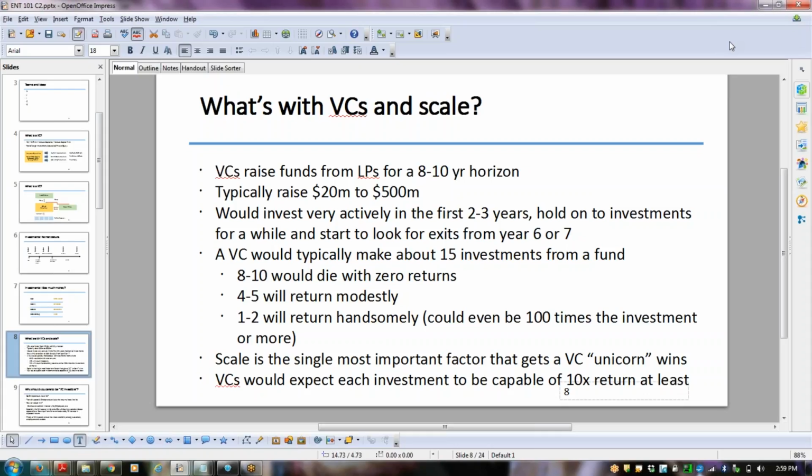Then there are 1 or 2 companies which will actually give you the 100-time return. One typical example is WhatsApp. Sequoia Capital, a big VC fund based out of the US, had invested around 20 million US dollars in WhatsApp, and it was sold for a whopping 19 billion US dollars. So I think they made more than 100 or 200 times whatever they invested. Such things happen very rarely.